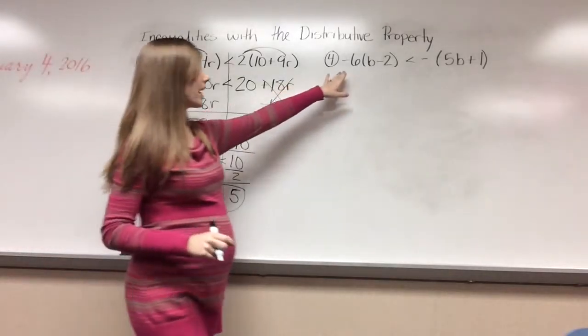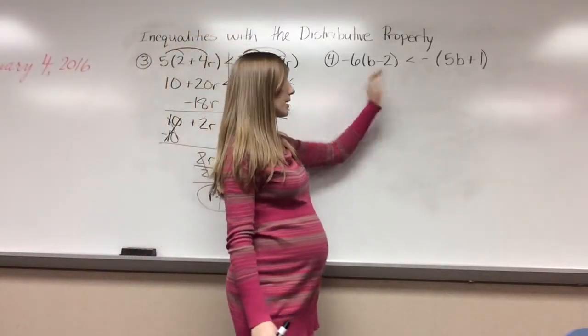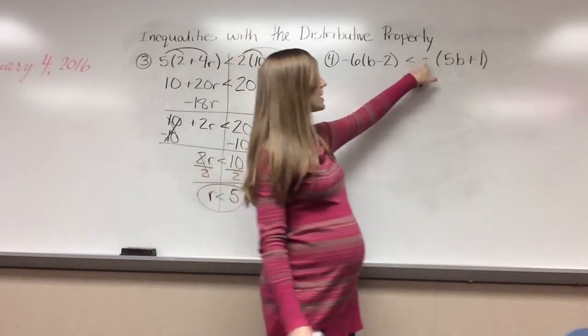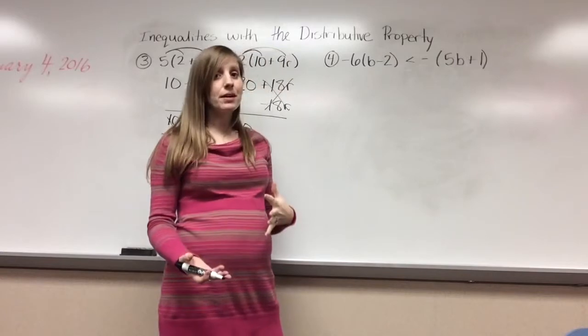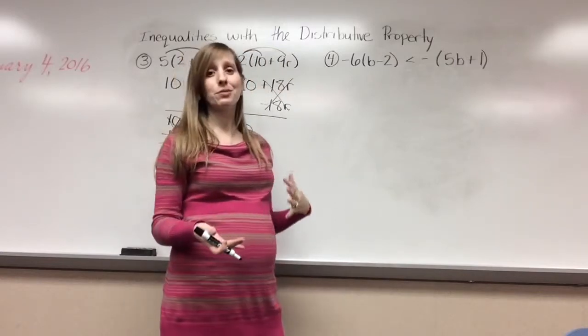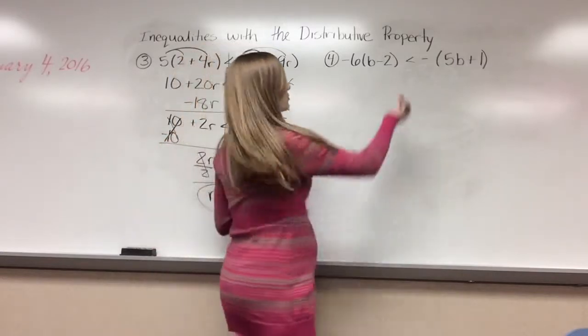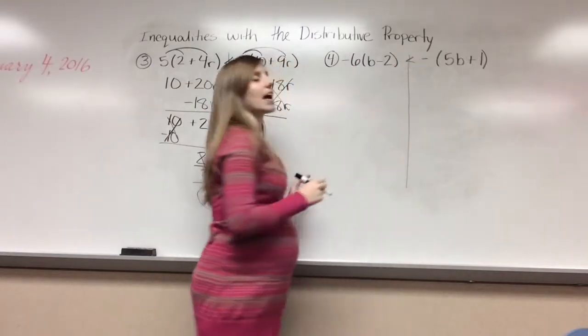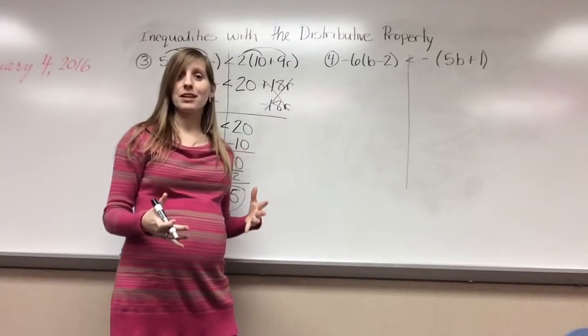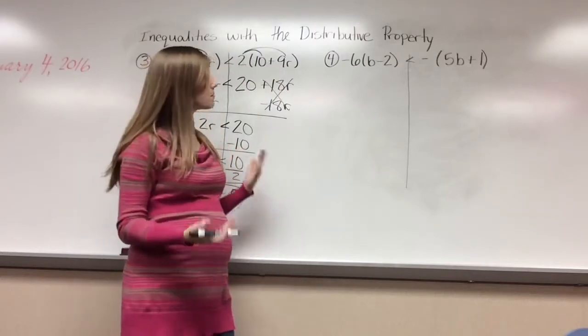For problem 4, we have negative 6 parentheses b minus 2 is less than negative parentheses 5b plus 1. Again, we have 2 sets of parentheses, so that just means we'll do the distributive property twice. So draw our line through the inequality sign. On the left-hand side, the negative 6 is outside of the parentheses, so I'm going to multiply both terms by negative 6.